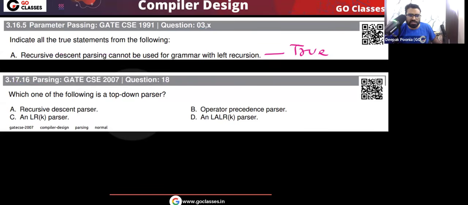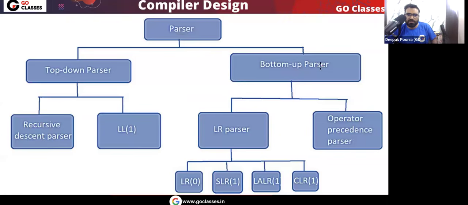Let's solve the GATE 2007 question. Which one of the following is a top-down parser? Recursive descent parser, yes, this is a top-down parser. The remaining, LRK parser, LALRK parser, and operator precedence parser, are actually bottom-up parsers. We have already seen the types of parsers in the previous lectures.